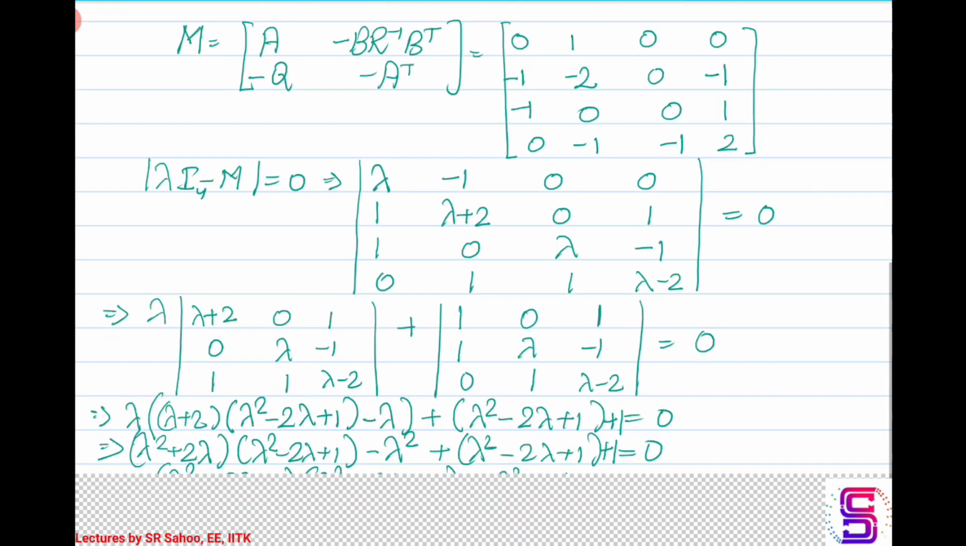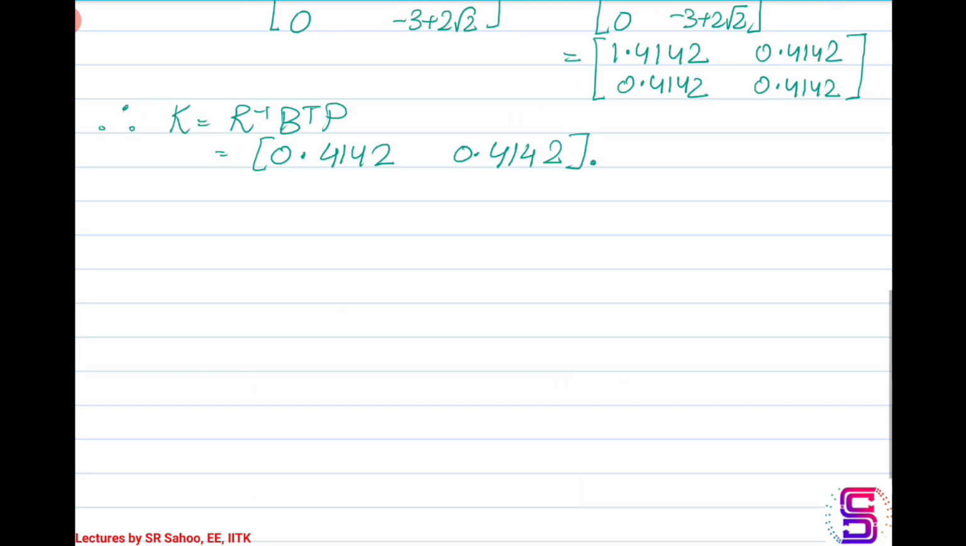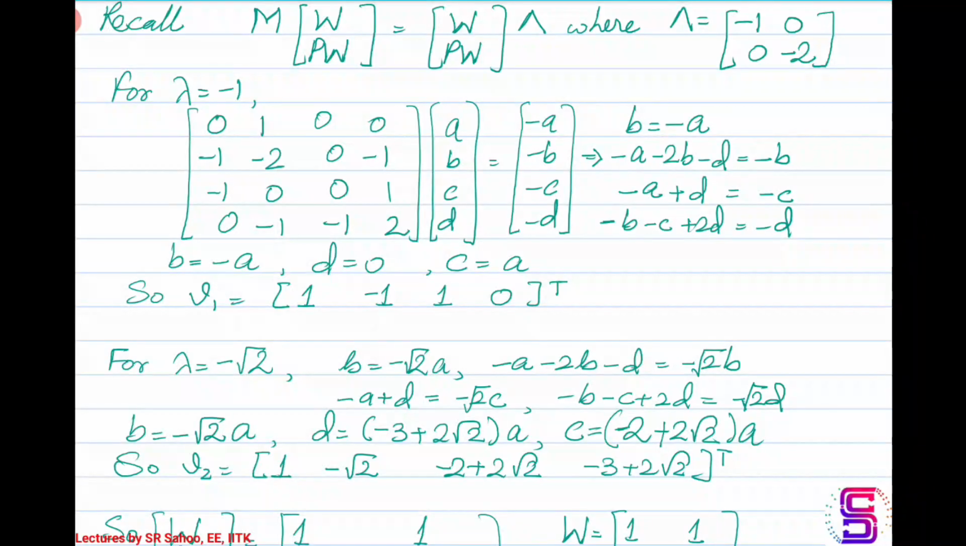If I solve for the eigenvalues of M matrix, then what I get is that the eigenvalues are plus minus root 2 and plus minus 1. So all the eigenvalues are real in this particular case. Now to form the capital Lambda matrix, I will choose only those eigenvalues which have negative real part. So what I do is I choose minus 1 and minus root 2. So the capital Lambda matrix is as shown here. So M WPW will be equal to WPW into capital Lambda.